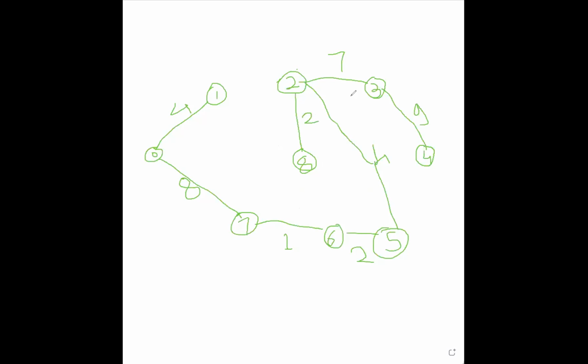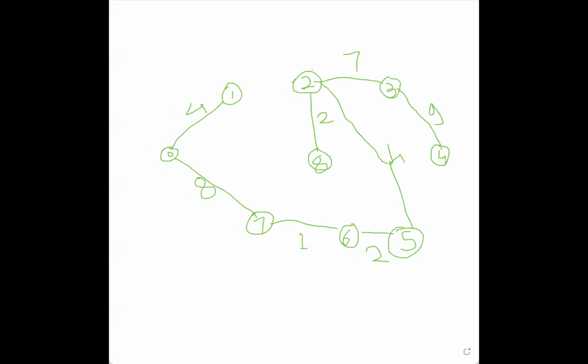So the minimum cost of the spanning tree is 9 plus 7, 16 plus 2, 18 plus 4, 22 plus 2, 24, 25 plus 8, 33, and plus 4 is 37. So 37 is the minimum cost of the spanning tree for the given graph.